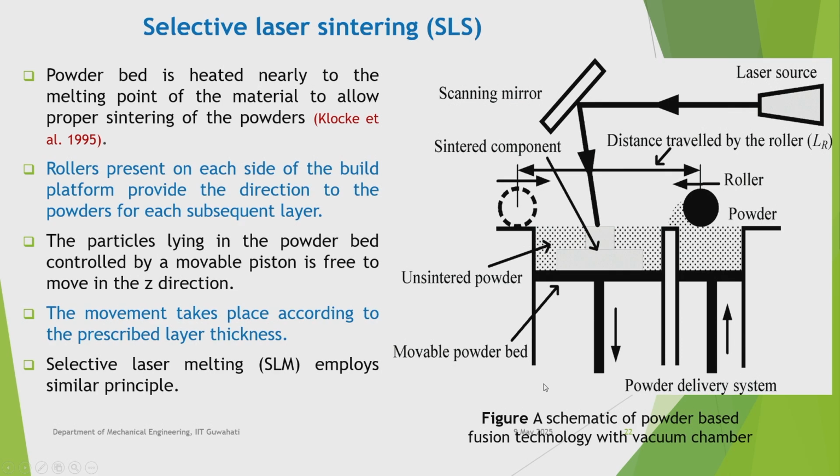So, this is selective laser sintering, and the powder bed is heated nearly to the melting point of the material to allow proper sintering of the powders, and a roller present on each side of the build platform provides the direction to the powders for each subsequent layer. The particles lying in the powder bed, controlled by a movable piston, are free to move in the z direction, that means vertical direction. The movement takes place according to the prescribed layer thickness. Selective laser melting implies a similar principle, but there it is melting.